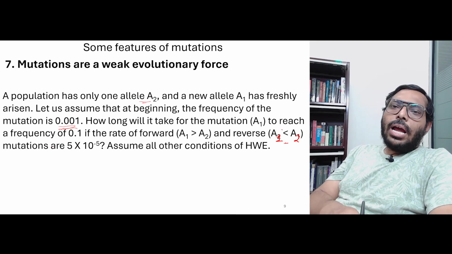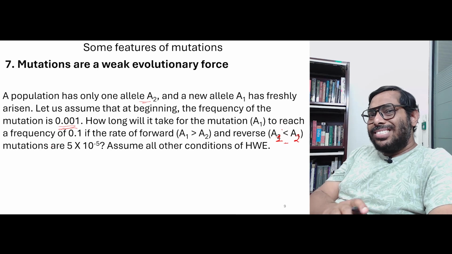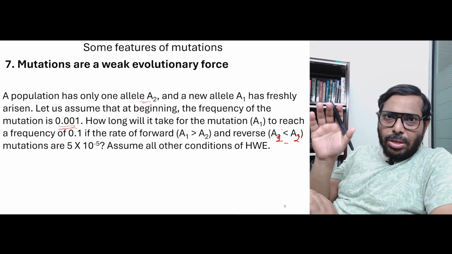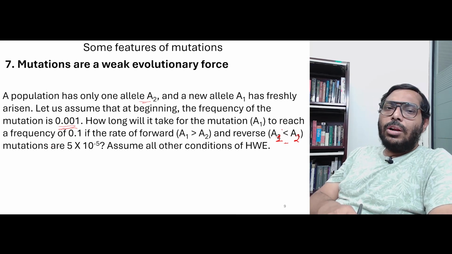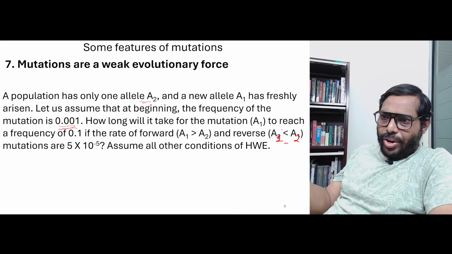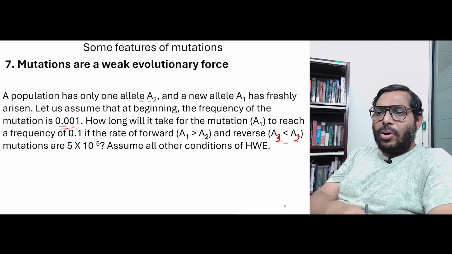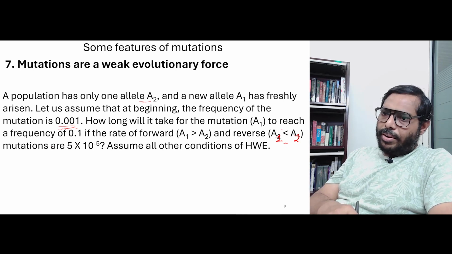So, it turns out that the rates of mutations roughly vary from 10 to the power minus 3 in RNA viruses, which are the most highly mutating organisms, to about 10 to the power minus 10 or 10 to the power minus 11 or so. That is the whole range. So, I have simply taken something in the middle of that, about 10 to the power minus 5, right. And let us assume that all the other conditions of Hardy-Weinberg equilibrium are operative.